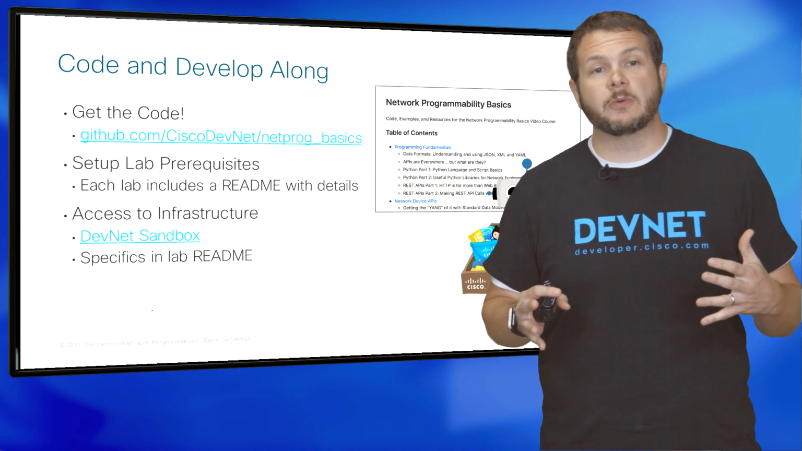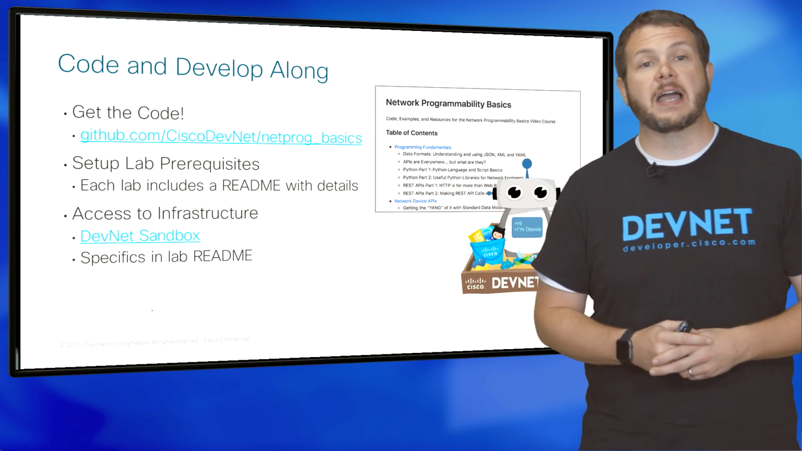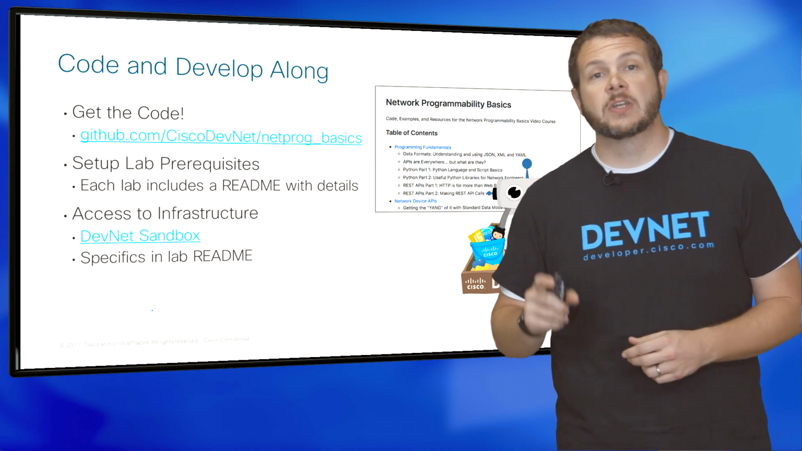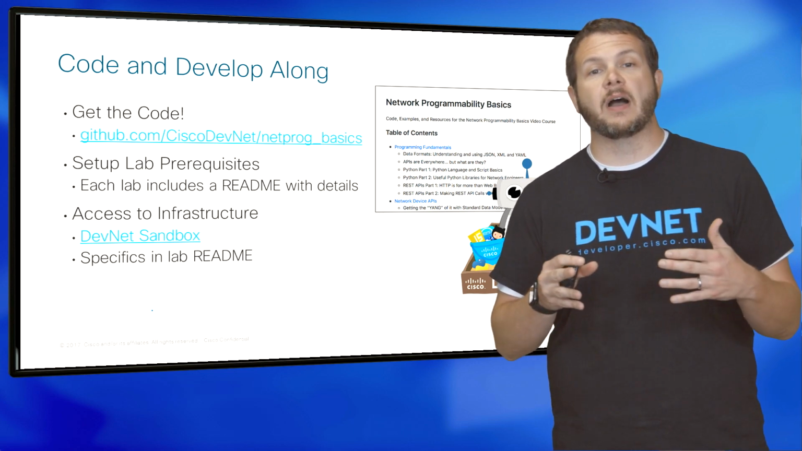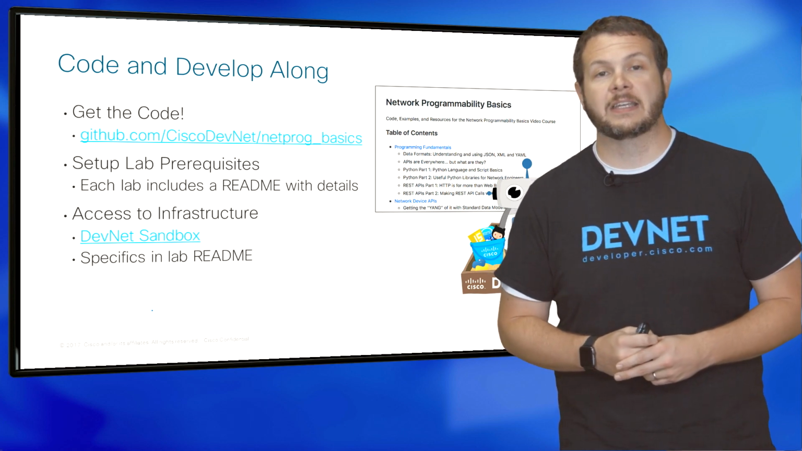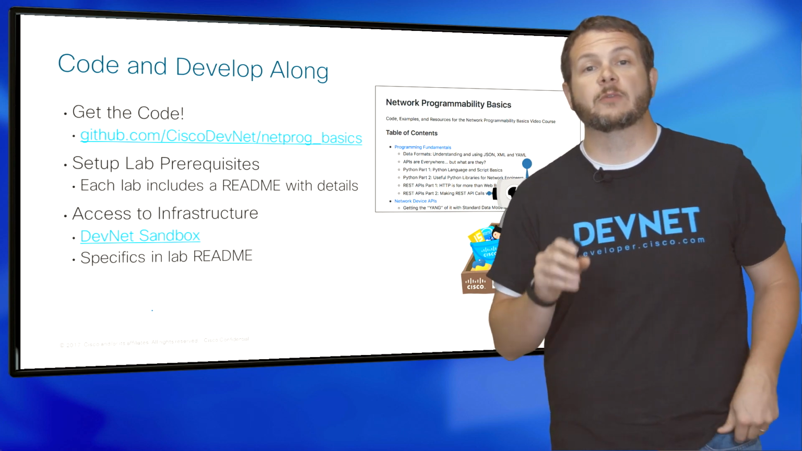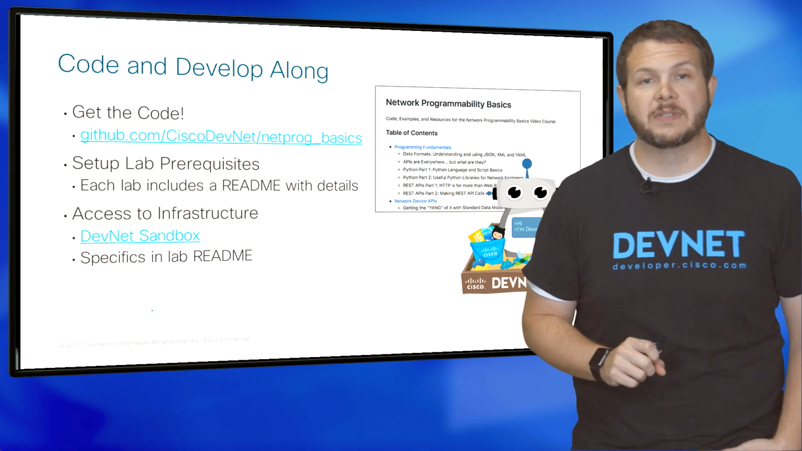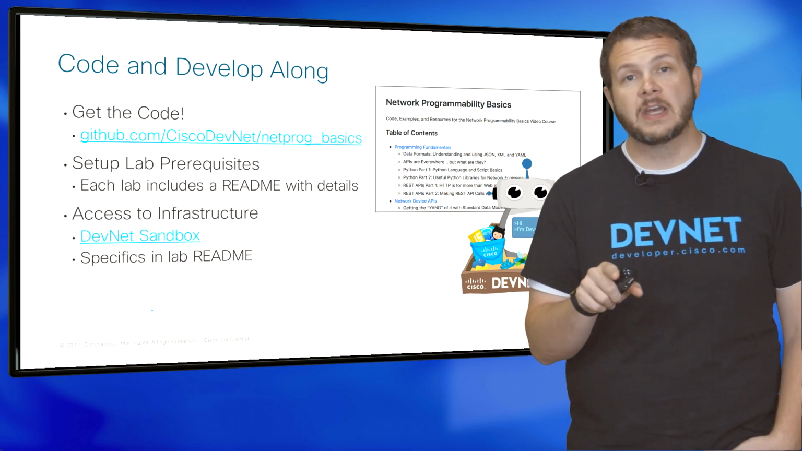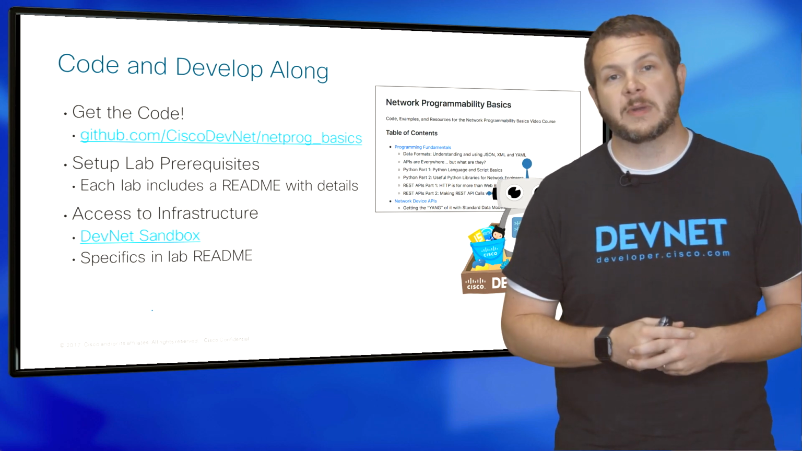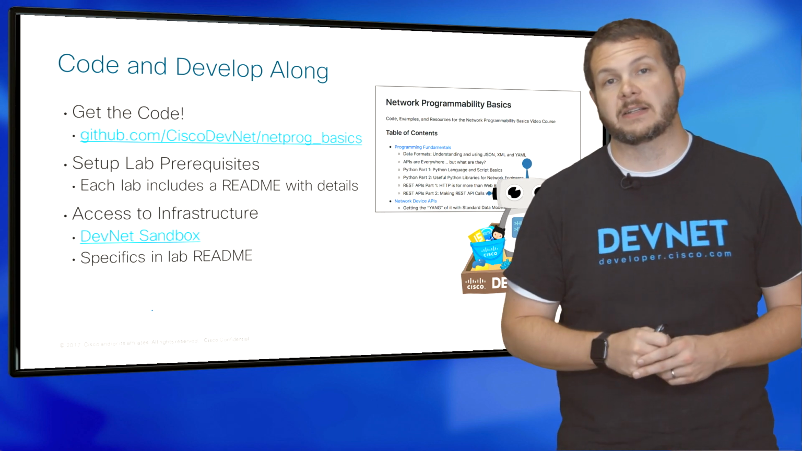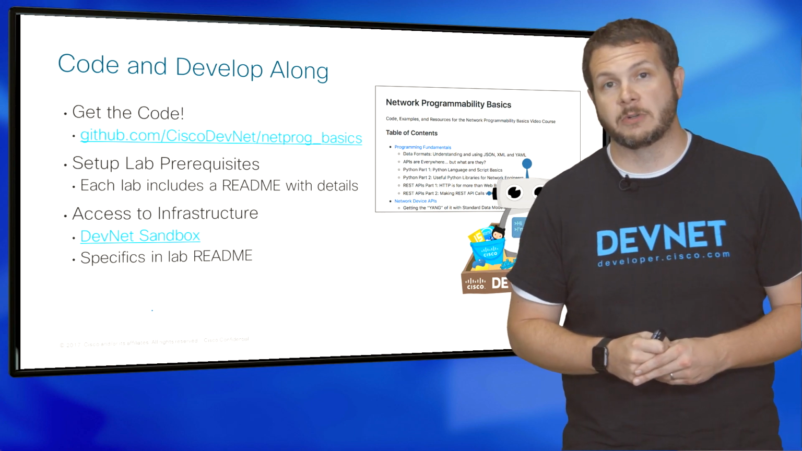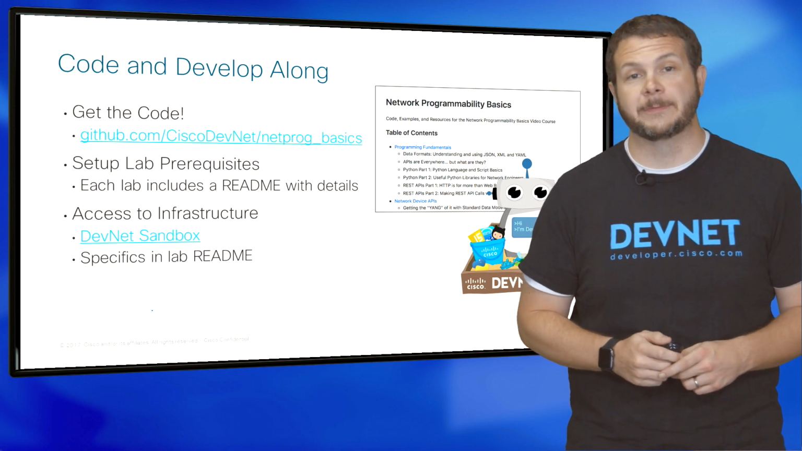If you want to follow along with the examples as we dive into some of these libraries, I encourage you to do that. Jump up to github.com/CiscoDevNet and download the netprog_basics GitHub repo. Inside, you will find readmes for each of the lessons and labs that detail how to set up your environment for all of the prerequisites and information necessary, as well as any access information for the DevNet sandboxes necessary for the demos that we're going to run through in here. So make sure to grab that content.